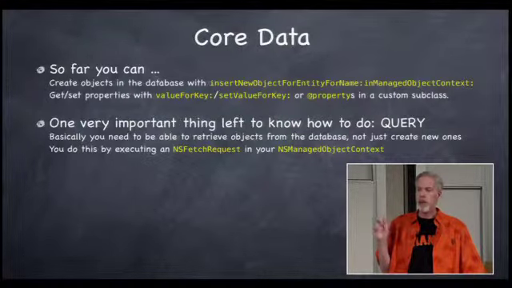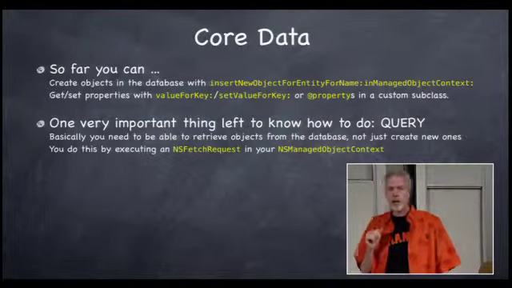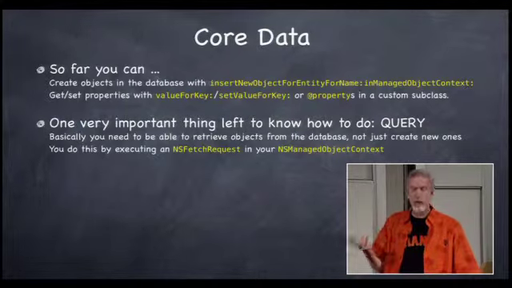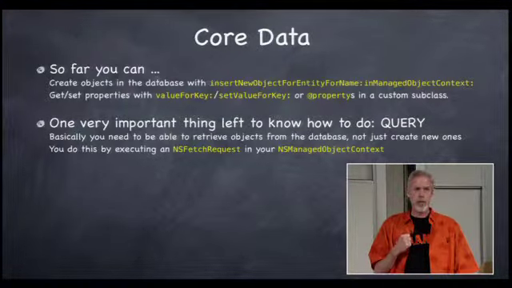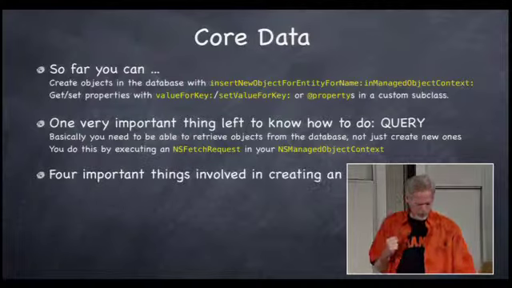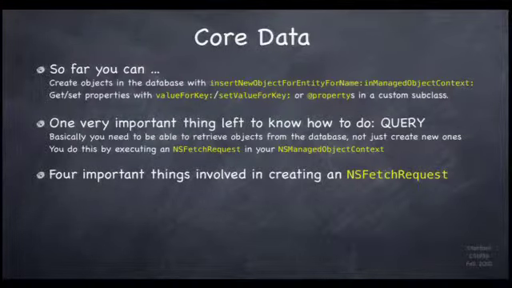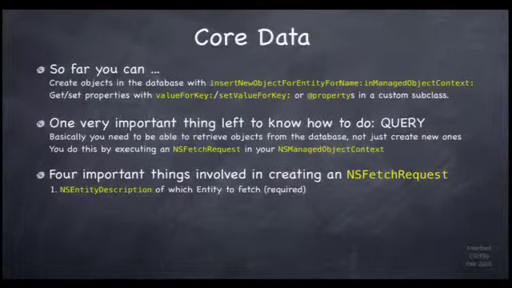Okay? So you create an NSFetchRequest object, and you ask the context to execute that fetch request for you, and it gives you back an array of the results. It's that simple. So how does that work? All right, well, when we're creating a fetch request, there's 4 important things that we have to think about specifying. Number 1, you have to say what entity you're fetching.